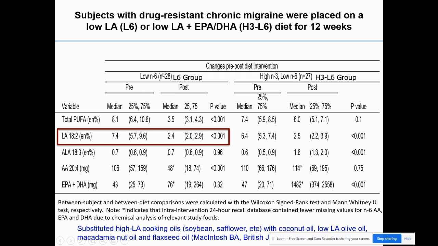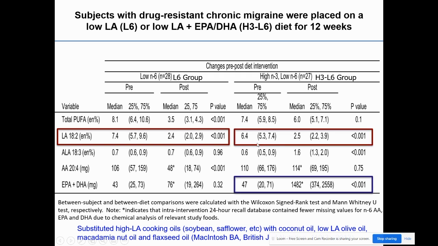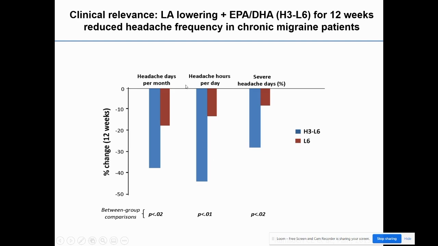So here in the L6 group, or low N6, LA was reduced from 7.4% energy to about 2.4% energy. In the H3L6 group, it was reduced by a similar amount, but EPA and DHA were increased from 47 milligrams to about 1.5 grams per day. And this was achieved by really substituting high LA cooking oils, the ones I mentioned before, soybean, safflower, etc., with coconut oil, low LA olive oil, macadamia nut oil, and flaxseed oil. And the EPA and DHA came from increasing fish intake, fatty fish intake.